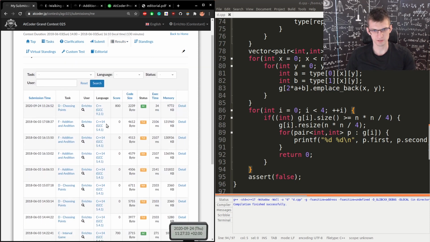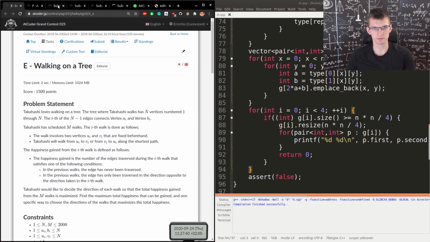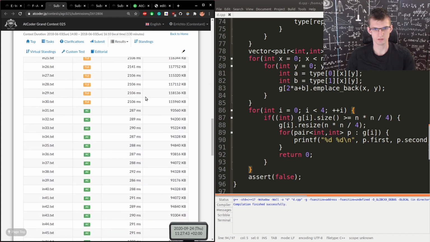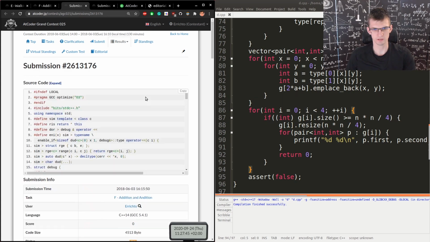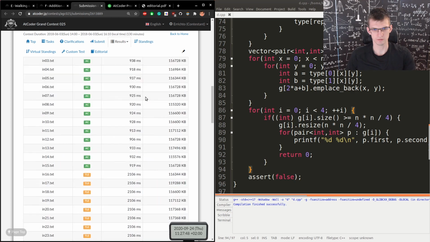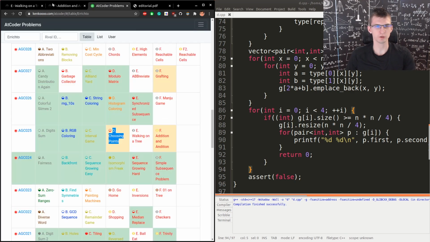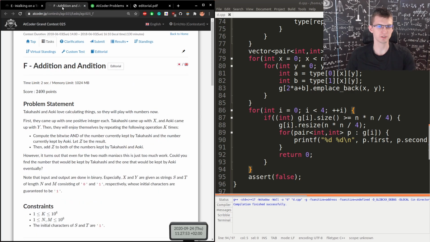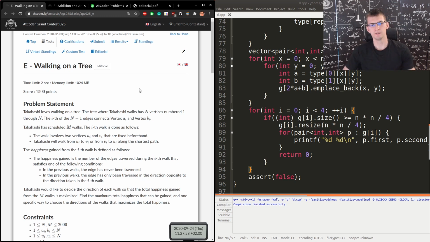Also, my submissions. I will see if I was ever close to getting accepted. A lot of time limit exceeded. Without looking at the statement, I'm guessing that I wrote some quadratic solution with hacks. There is a tree and we walk.